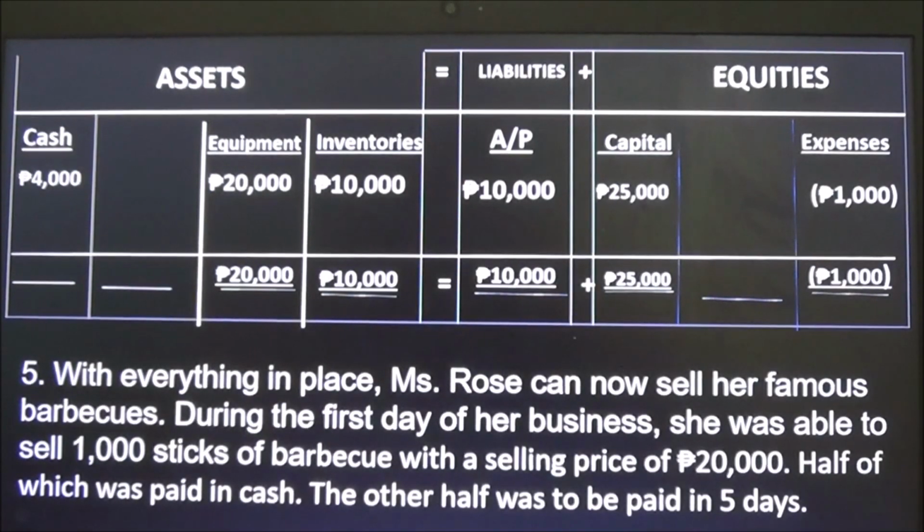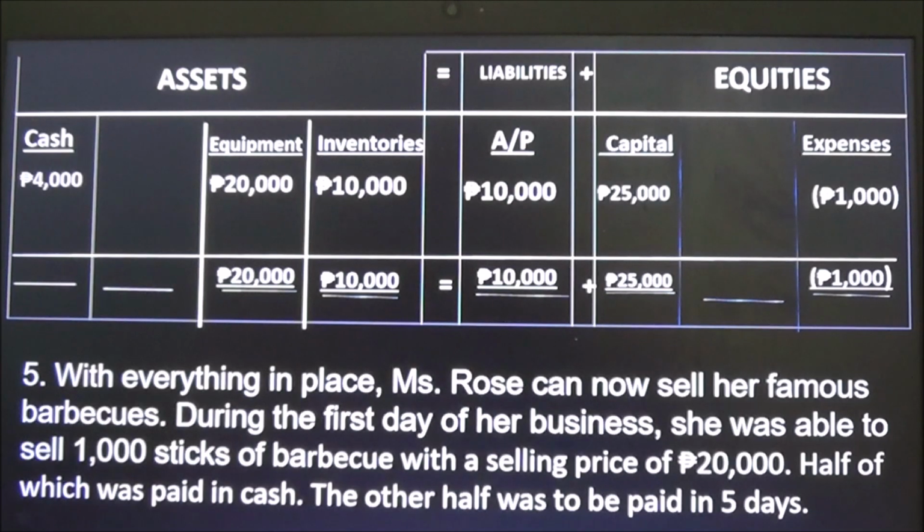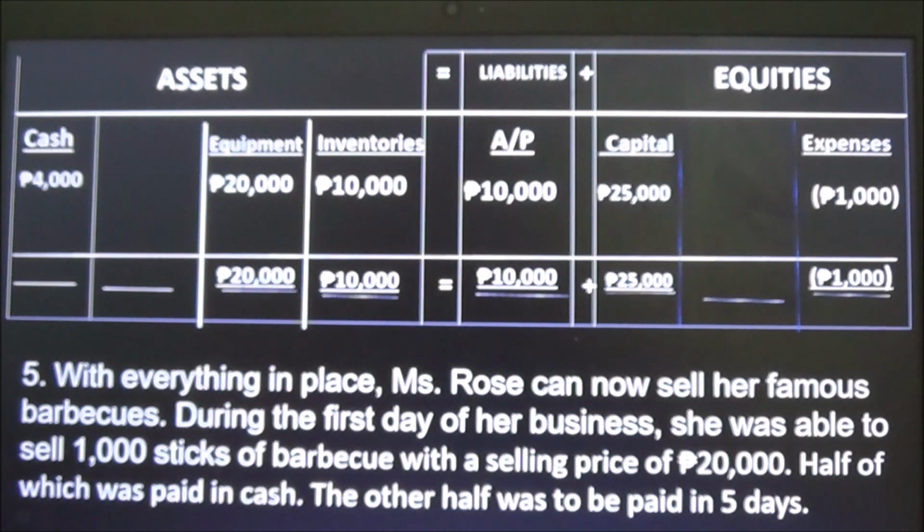We go to transaction number 5. With everything in place, Miss Rose can now sell her famous barbecues. During the first day of her business, she was able to sell 1,000 sticks of barbecue with a selling price of 20,000 pesos, half of which was paid in cash. The other half was to be paid in 5 days.